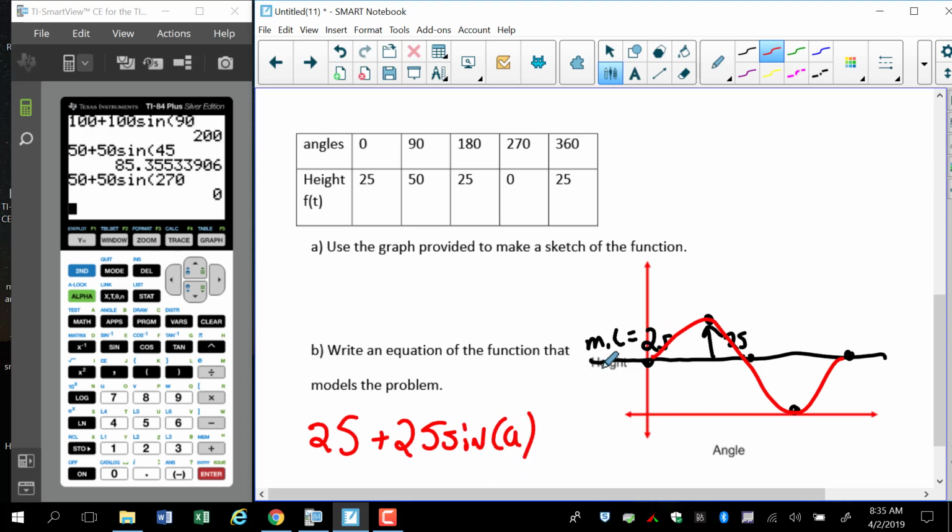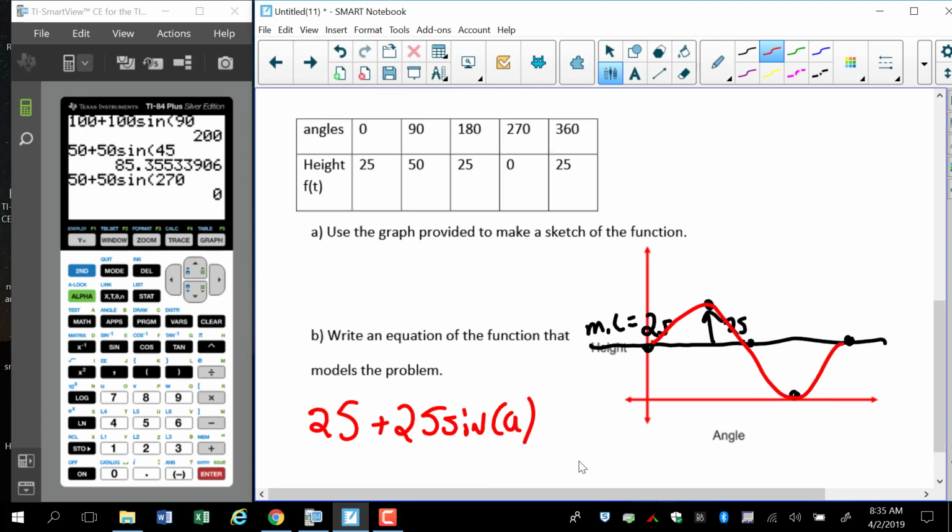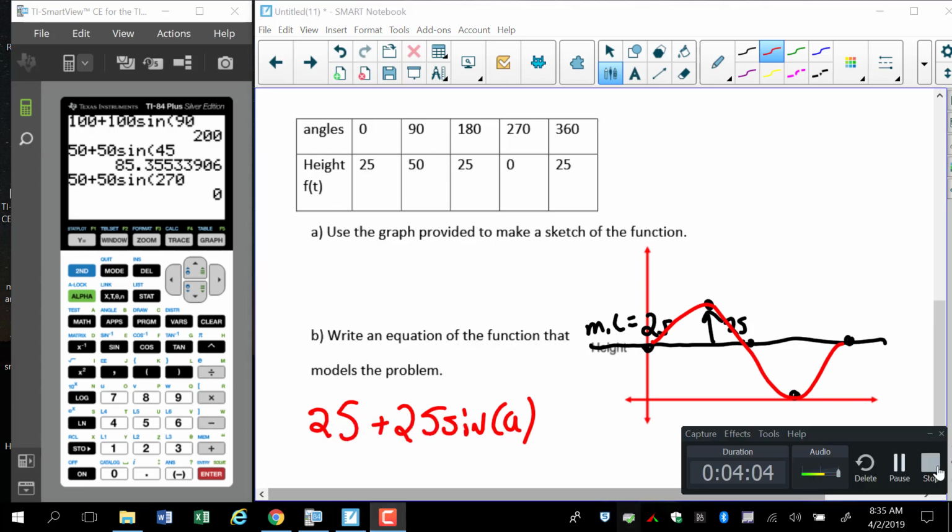And again, that's based off the middle of this graph is 25, and from the midline to the height, it's another 25. And then you could use this to answer any question you want based on the graph. So hopefully you have a better understanding of how sine works. Good luck.